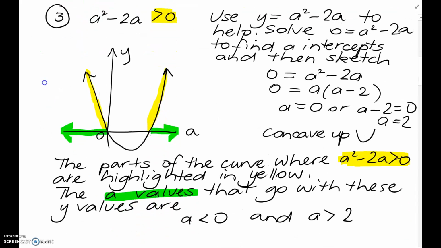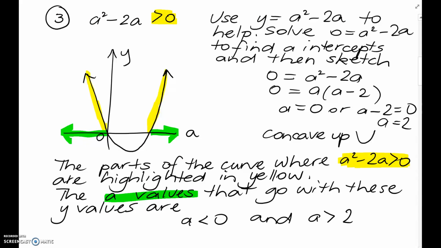Number 3, I had a look at a squared minus 2a greater than 0, and I had a look at the parabola that would help solve it, and that's y equals a squared minus 2a. Well, it's not in terms of x anymore, it's in terms of a, so note that I've got a here. If I draw that parabola, what do I have to do? I have to find where the a intercepts are. So I set it equal to 0, because that gives me my a intercepts, or horizontal intercepts, and I have found that they are 0 and 2. So this value here is 2. The 0 is already there.